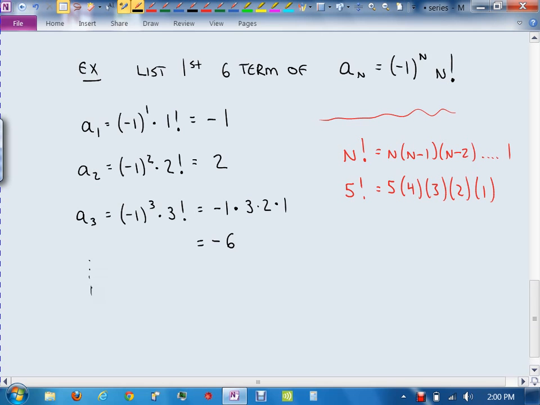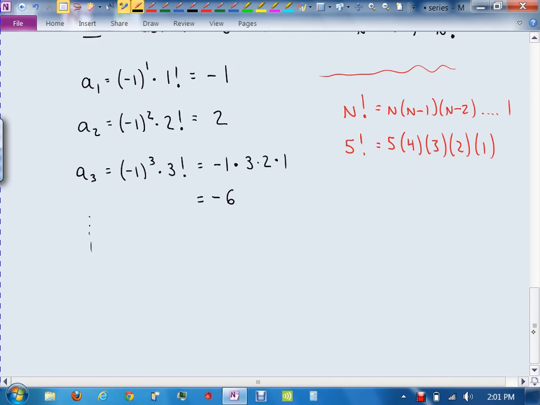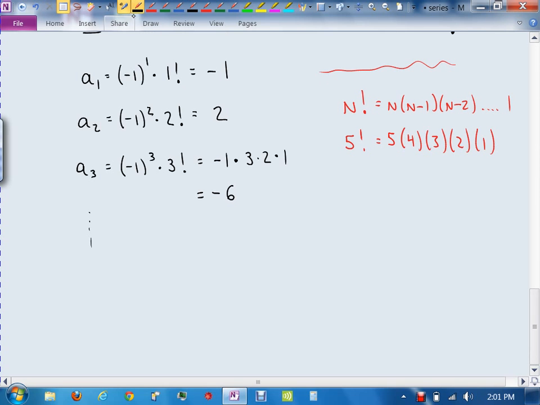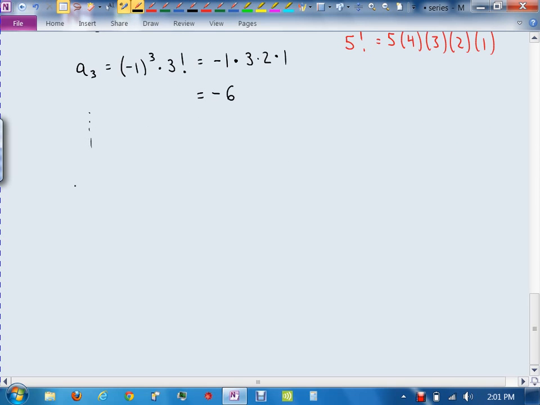Okay, I could go through the rest, but I'm not going to. All right, you get the idea of what you're supposed to do, right? Okay, how about this? Find a sub n for this list of numbers.